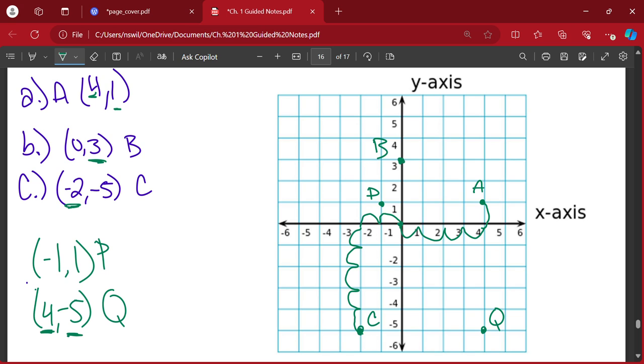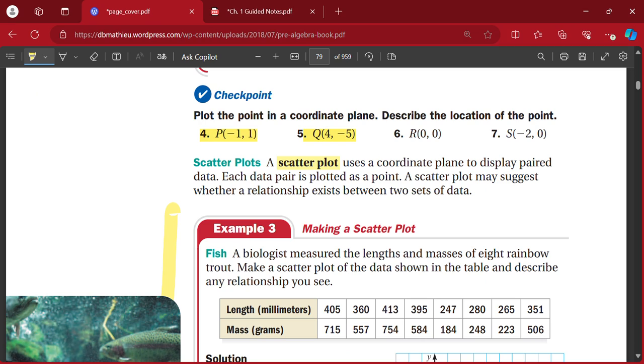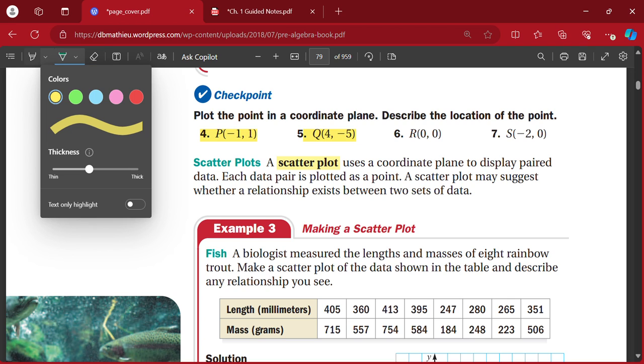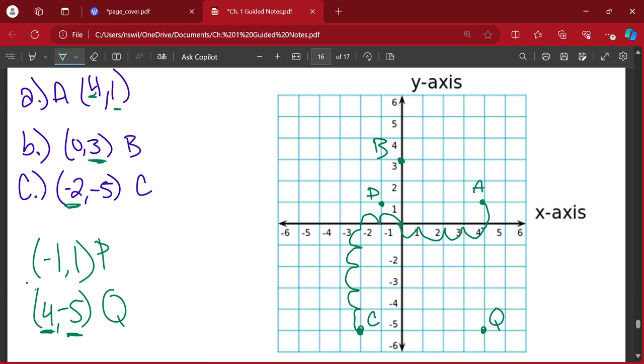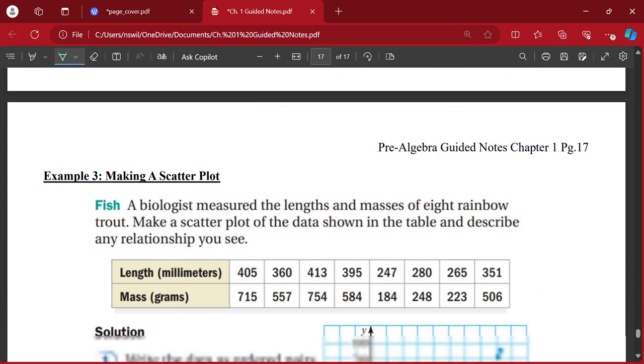All right. So scatter plots. A scatter plot uses a coordinate plane to display paired data. So you can go ahead, pause the video, and write this into your notes. It uses a coordinate plane to display paired data.